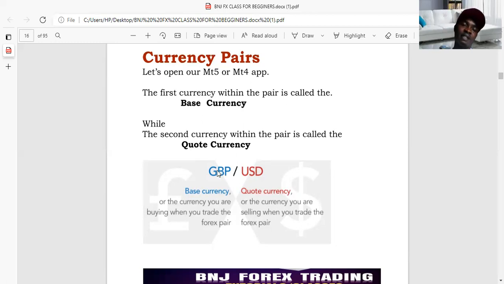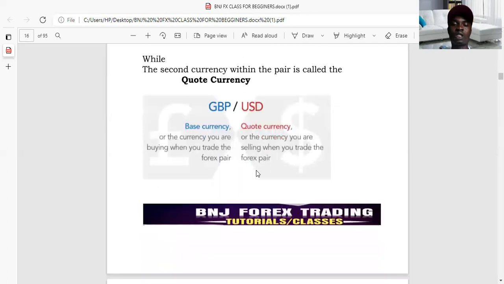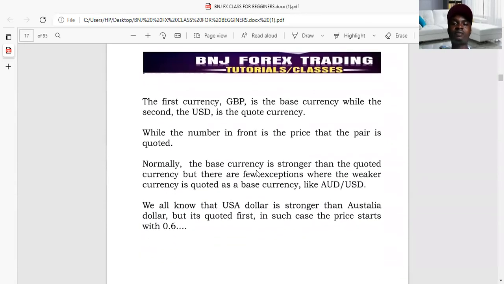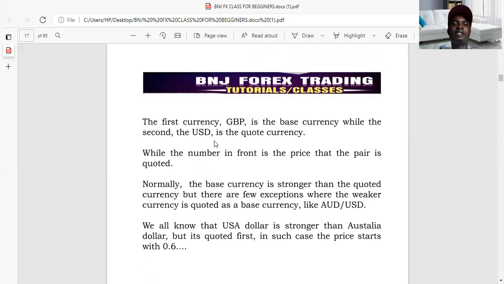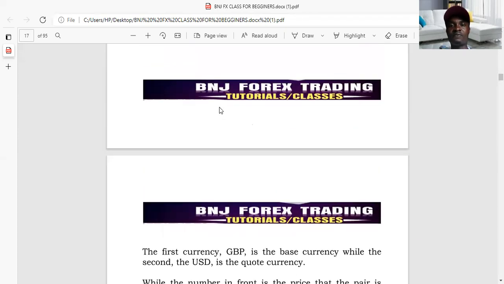If the USD is here and this JPY is here, the USD at that juncture will be called the base currency, while the one here will be called the quote currency. The first currency, GBP, is the base currency, while the second, the USD, is the quote currency. While the number in front is the price that the pair is quoted. This is the number they are telling you of.